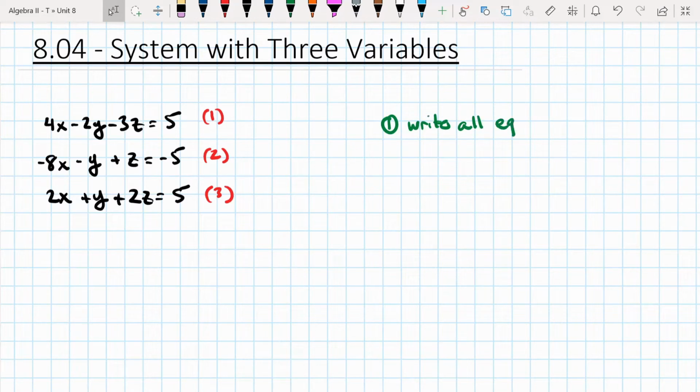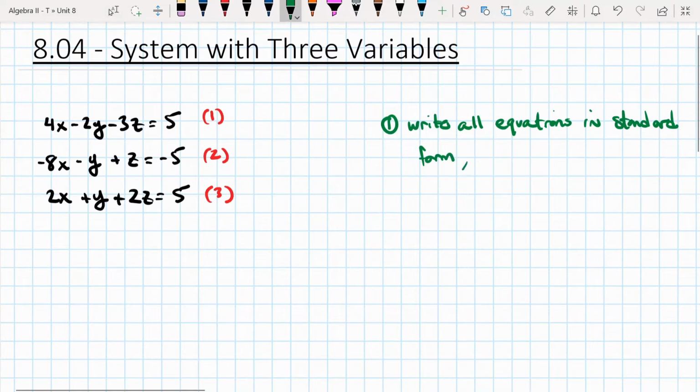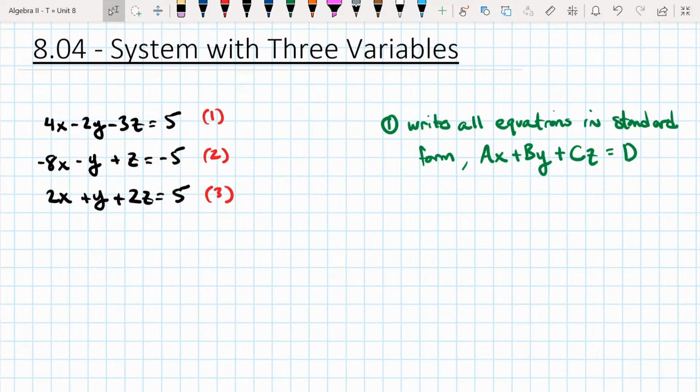all equations in standard form. What I mean by that is ax plus by plus cz equals some number, let's call it d. It could be the number 0. It's going to be different depending on each question. Notice here that each of these is written in standard form, so that step is already done for us. Most of the questions you're going to see today are already in standard form, just to keep it simple.